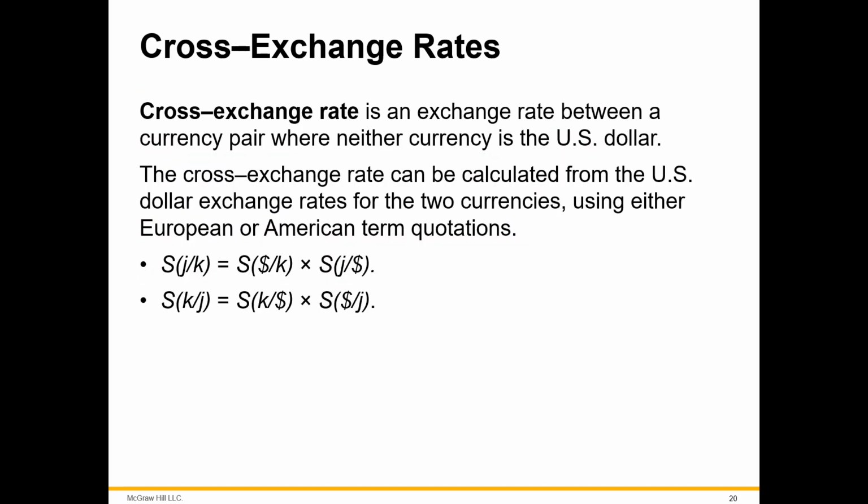So there are some examples in your assignment for this section. You'll do a conversion between a direct quote and an indirect quote, and a demonstration of a cross exchange rate.